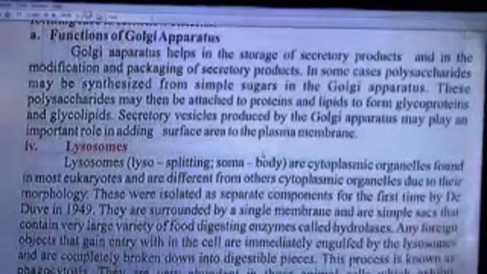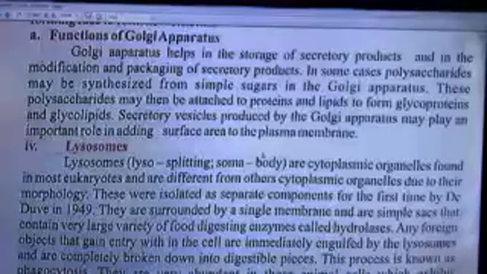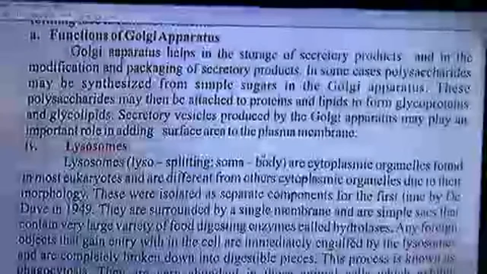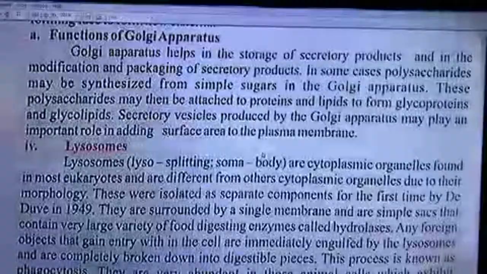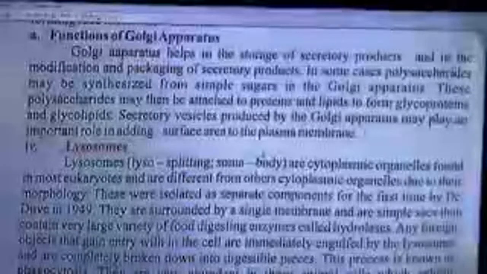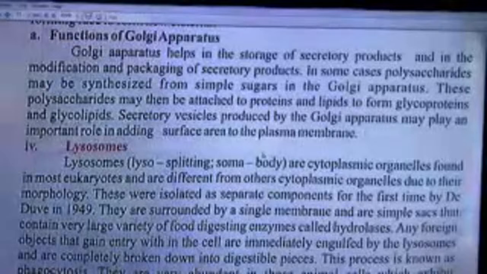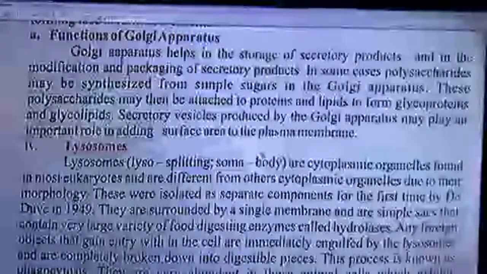Golgi apparatus helps in the storage of secretory products and in modification and packaging of secretory products. In some cases, polysaccharides may be synthesized from simple sugars in the Golgi apparatus. These polysaccharides may then be attached to proteins and lipids to form glycoproteins and glycolipids. Secretory vesicles produced by the Golgi apparatus may play an important role in adding surface area to the plasma membrane.